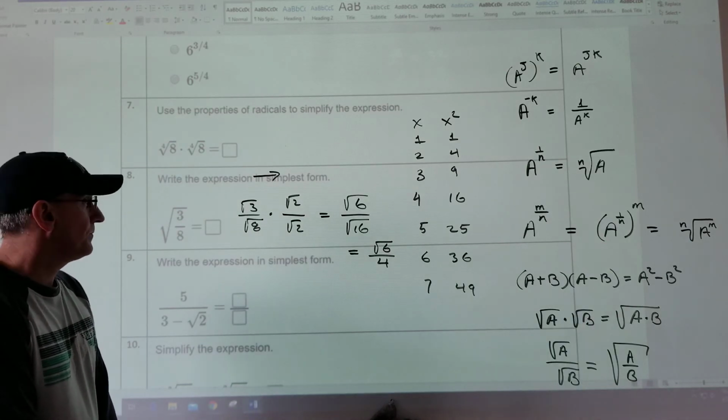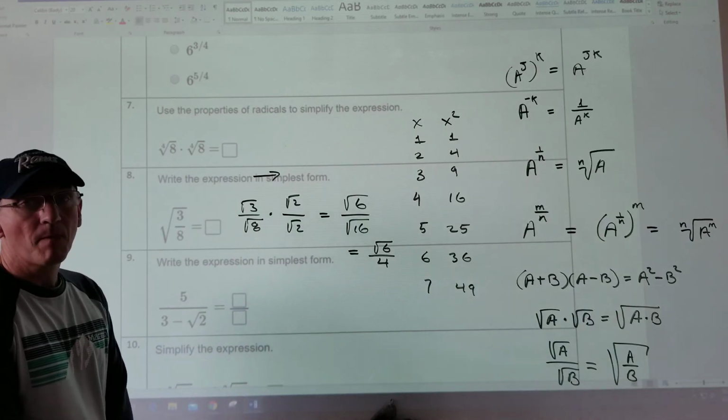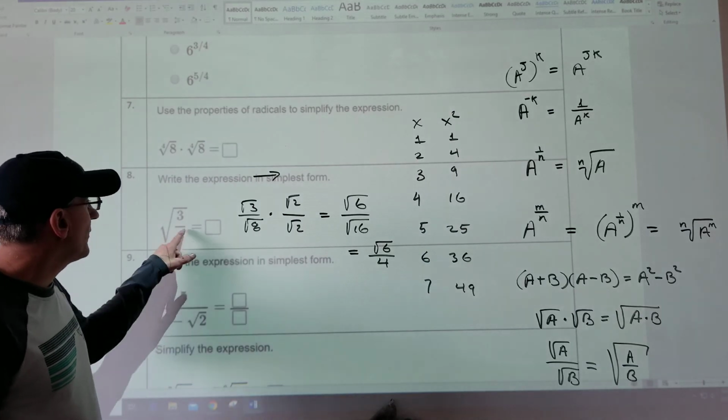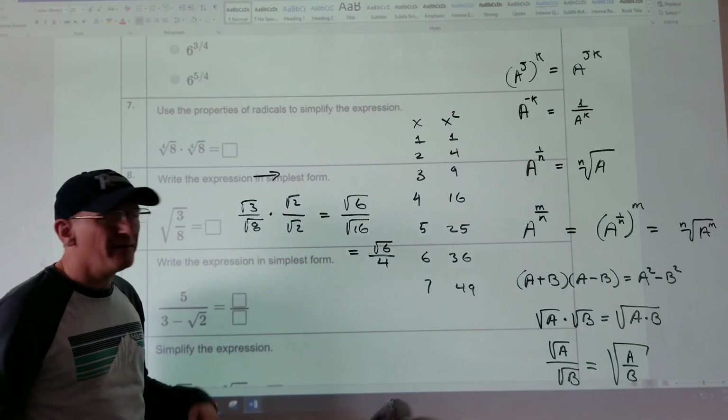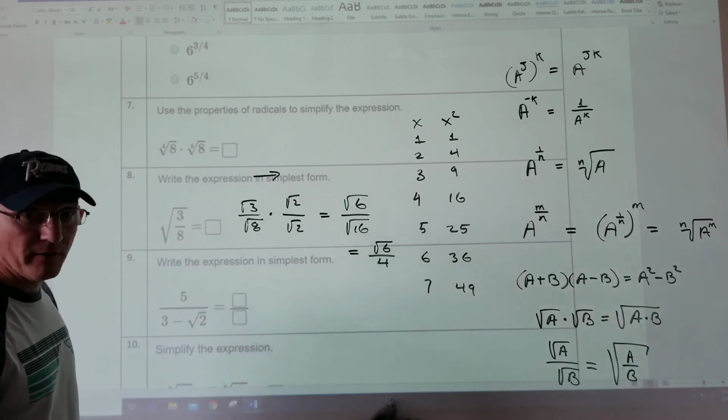And you're done. So that's how you simplify that one. That's how you get that square root out of the denominator. And there's other ways to do it, but that's my favorite.